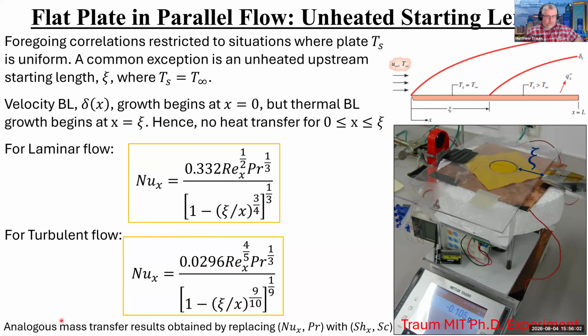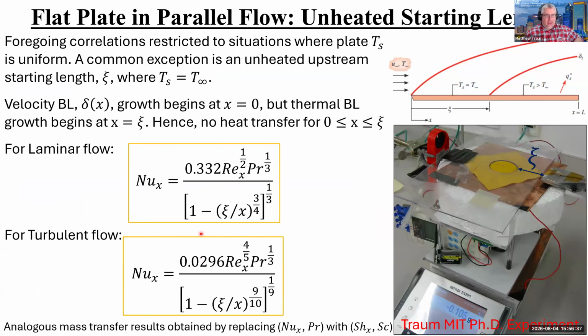And then I say here, analogous mass transfer results are obtained replacing the Nusselt number and the Prandtl number with the Sherwood number and the Schmidt number, right? So I don't show that here, but you could also get Sherwood number correlations for mass transfer for laminar flow and turbulent flow just by replacing Nusselt with Sherwood, and then Prandtl number with Schmidt, which is what I actually did, right? Because I was worried about mass transfer, water vapor diffusion. So I used the mass transfer version of those equations. Okay.